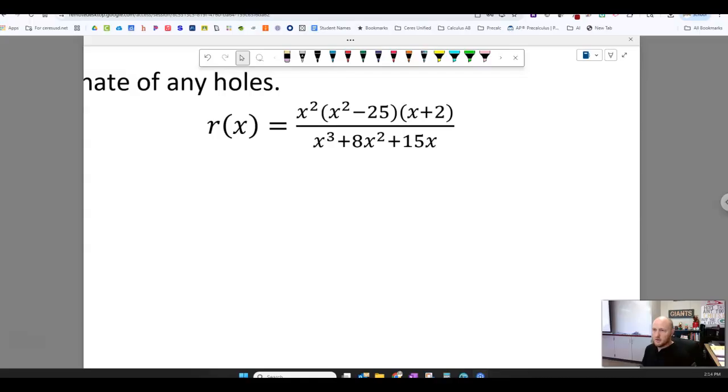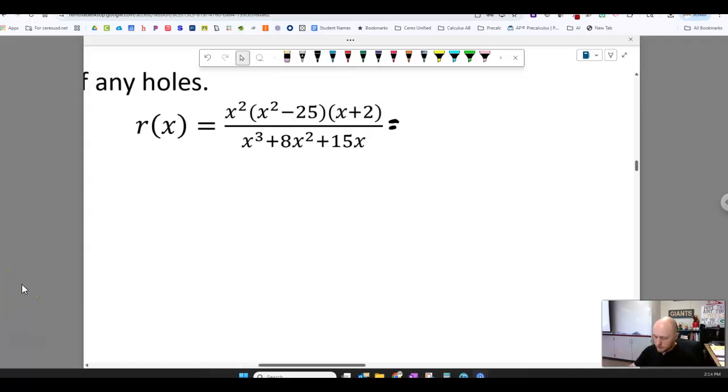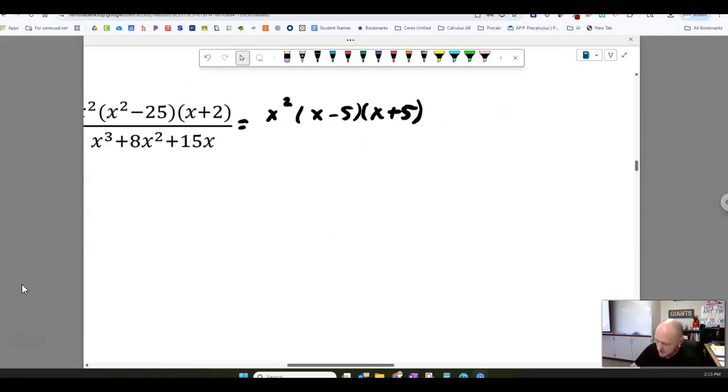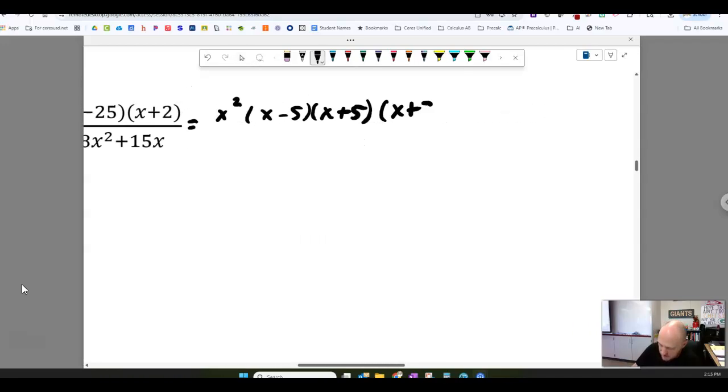Okay, let's go ahead and look at the factorization. The factorization may be the part that's difficult for you. In your numerator, you have a GCF. So we have x squared minus 25. This is x minus 5, x plus 5, difference of 2 squares, and then we have x plus 2.